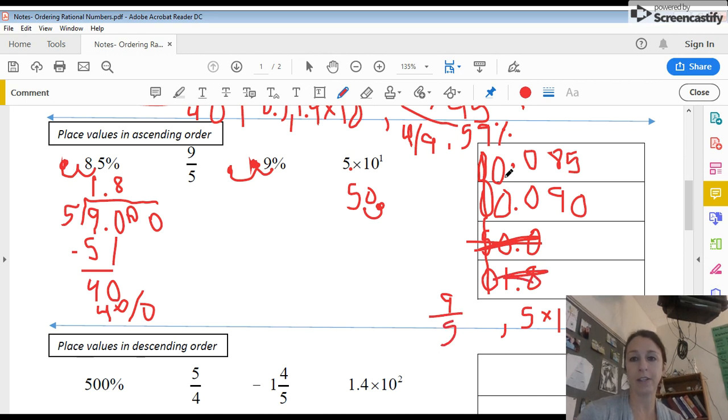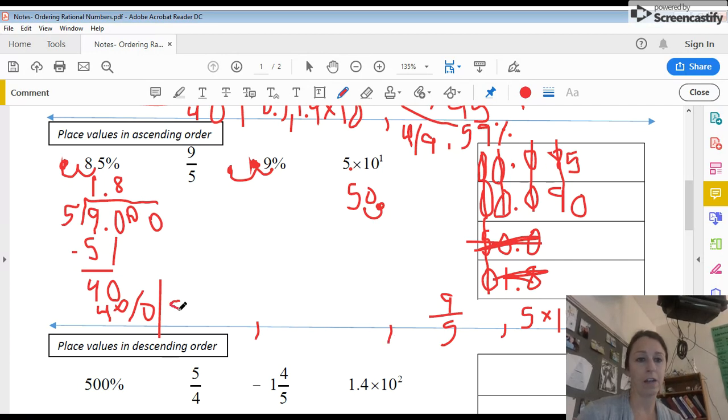And then we're stuck with these two. So 0 and 0 are the same. Next column, 0 and 0 are the same. And the last column, we have an 8 versus a 9. So 8 is going to be the smaller, 9 is going to be the bigger. So smaller down here, I'm going to draw a line to separate that. Smaller down here, and then the next bigger. So let's see, that 0.085 is our smallest.